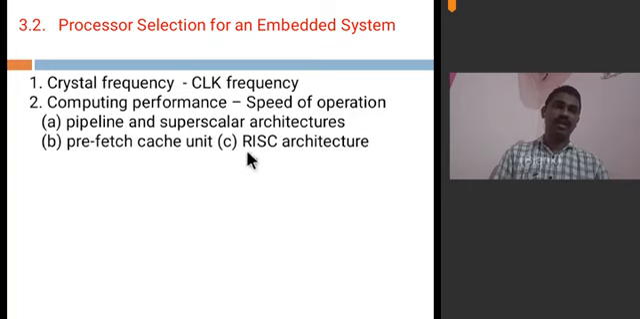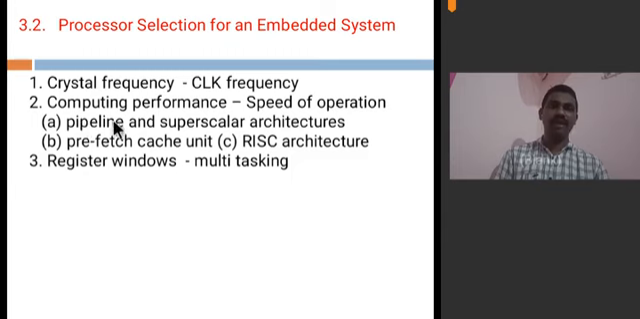Next, RISC architecture. You should see whether it follows a RISC architecture or a CISC architecture. Reduced instruction set computer: if you go for a reduced instruction set computer, pipelining is very easy. The instruction execution speed is higher, as instructions are of the same size. So RISC architecture is mainly preferred over the CISC architecture. You should look after that.